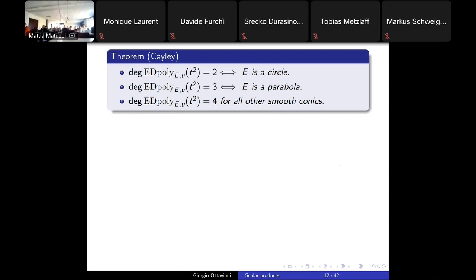Maybe I told you, but I don't show it's trivial. The normal is the same, but you have 2 critical points. And for the parabola, you get 3. And for all other smooth conics, you get 4. So it gives, in some sense, a metric complexity of the conics. And you see the simplest one, of course, is the circle.